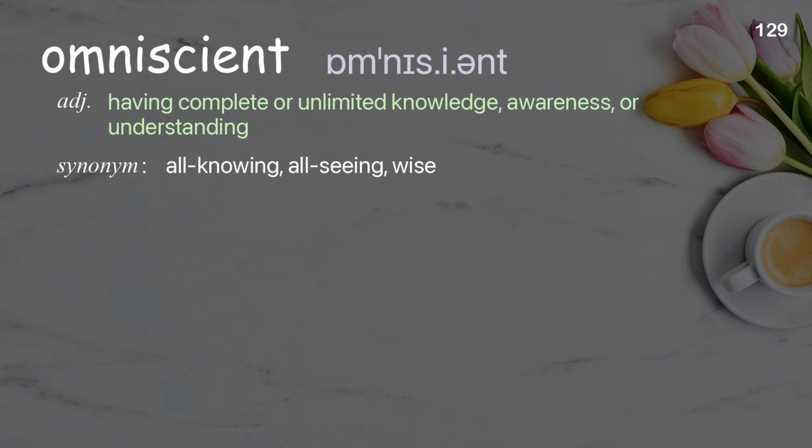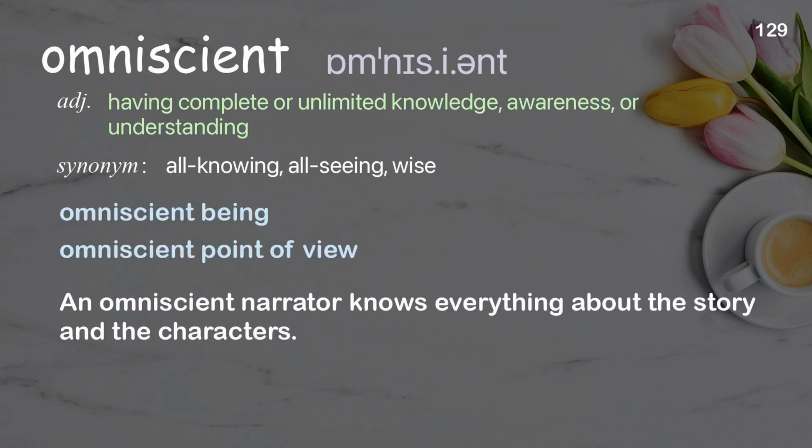Omniscient. Having complete or unlimited knowledge, awareness, or understanding. Examples: Omniscient being. Omniscient point of view. An omniscient narrator knows everything about the story and the characters.